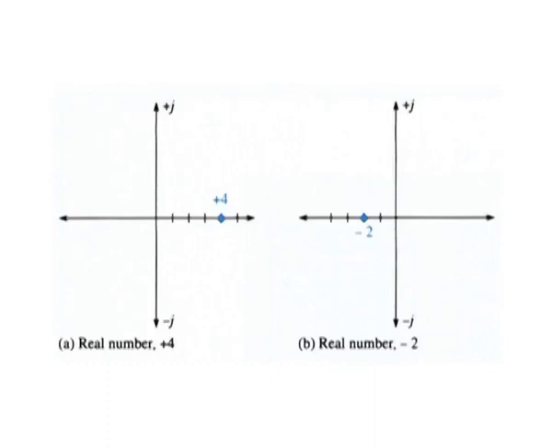Representing a point on the complex plane. A point located on the complex plane is classified as real, imaginary, or a combination of the two. For example, a point located 4 units from the origin on the positive real axis is the positive real number plus 4, as shown in figure A. A point 2 units from the origin on the negative real axis is the negative real number minus 2, as shown in part B.